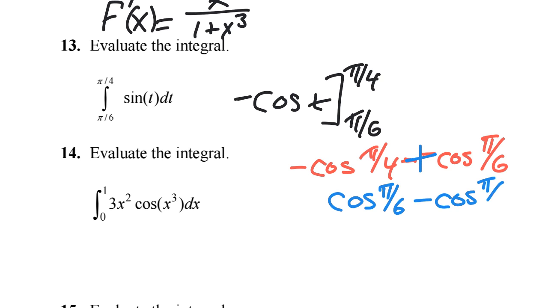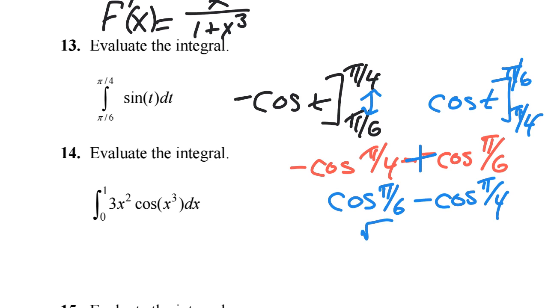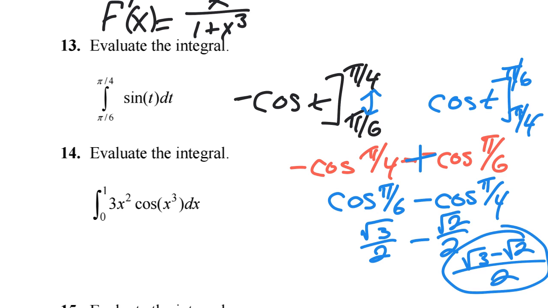And really what happened was, if these two flip, you don't have to do this right now, it just changes sign, so I could flip it, and that would work. So the cosine of pi over 6 is the square root of 3 over 2, and the cosine of pi over 4 is square root of 2 over 2. So this is the square root of 3 minus the square root of 2 all over 2. That's 13.